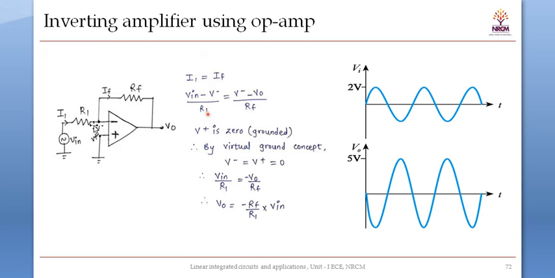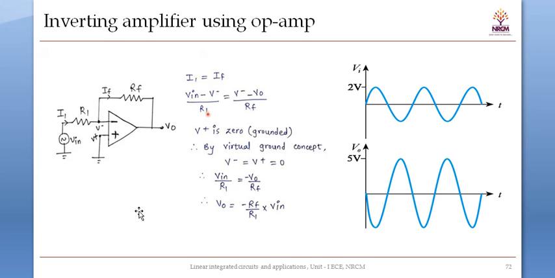Here the input voltage is applied to the inverting input terminal and the non-inverting input terminal of op-amp is grounded, and the feedback is provided to the inverting input terminal. That's why it is a negative feedback. A part of the output voltage is given to the inverting input terminal of op-amp. That's why it is a negative feedback.